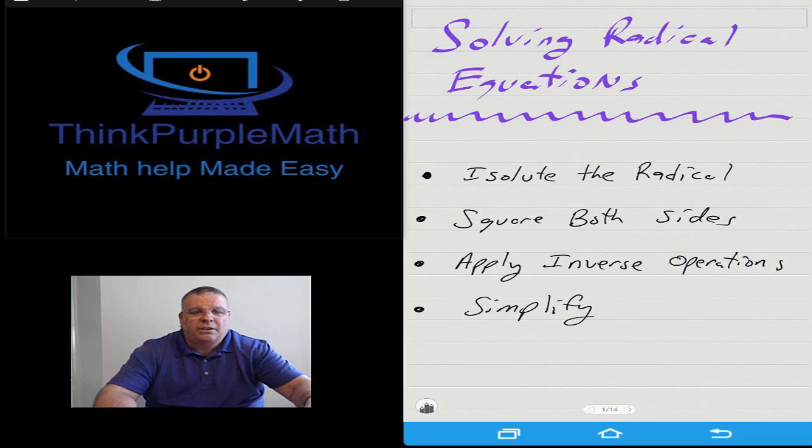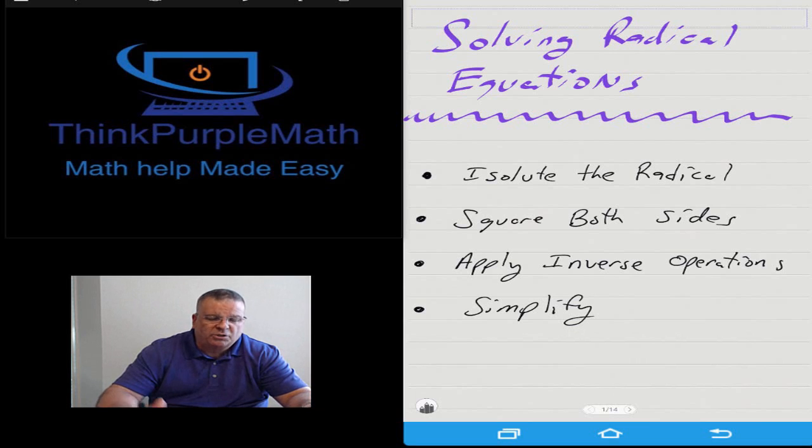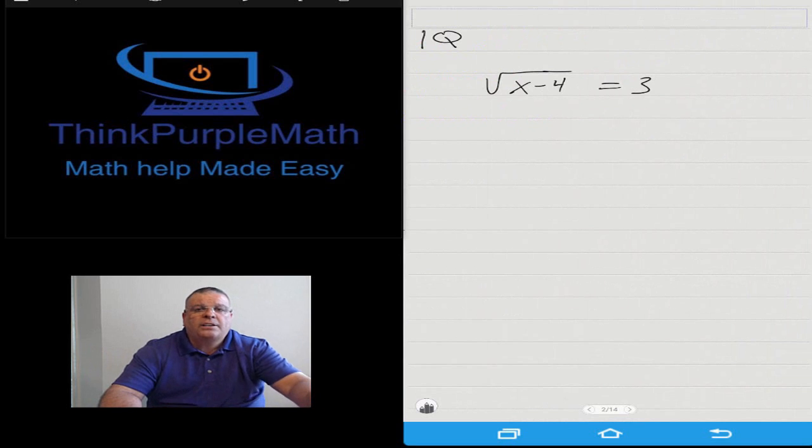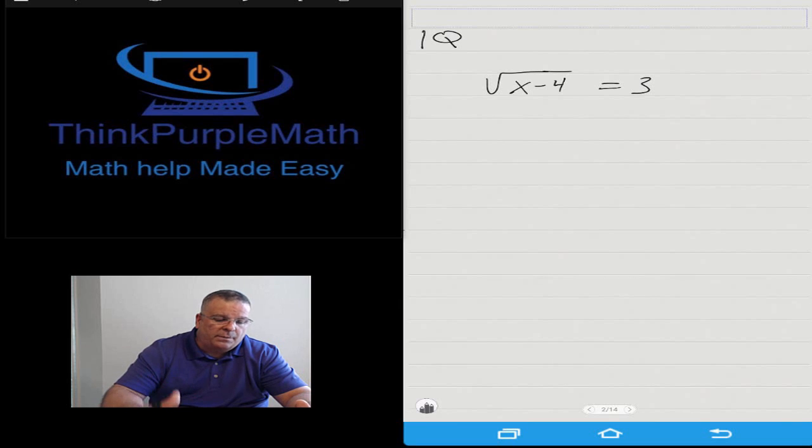In this case, we're only going to do the square root function, not a cube root, but we'll do those later on. You'll see that on Think Purple Math as the year goes on. We're going to apply inverse operations, and then we're going to simplify. We're going to look at about 6 problems here, and each problem may or may not become more challenging. It could be.